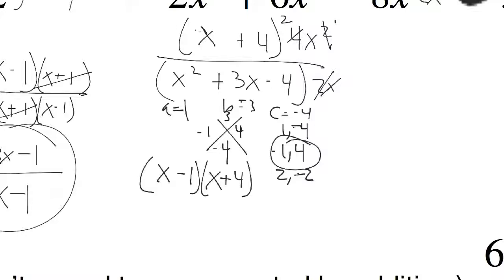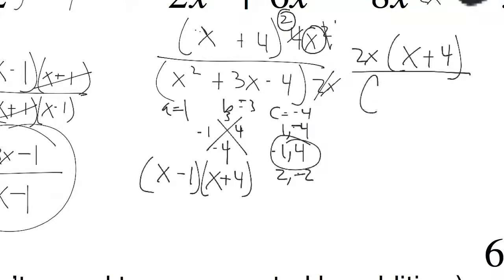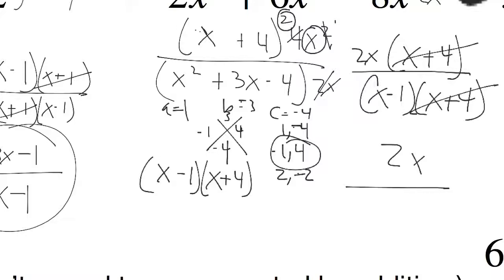So, rewriting this fraction, we're still left with a 2 and an x in the numerator, 2x, x plus 4, and in the denominator we've got two binomials, x minus 1 and x plus 4. Surprise, surprise, we do get to cancel, so we get 2x over x minus 1. Yikes, that's ugly.